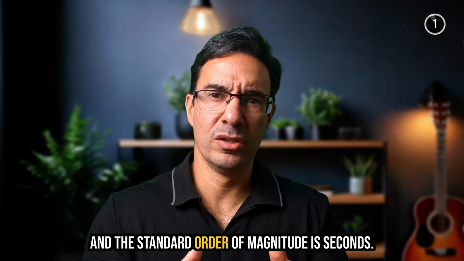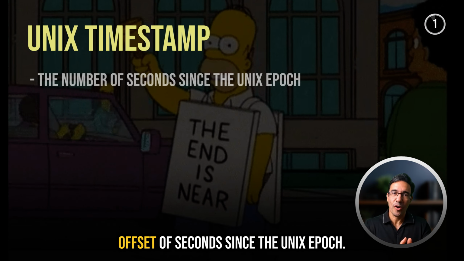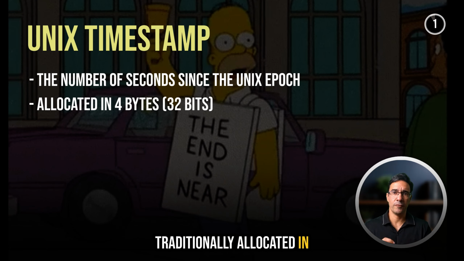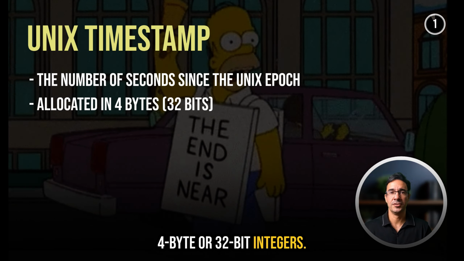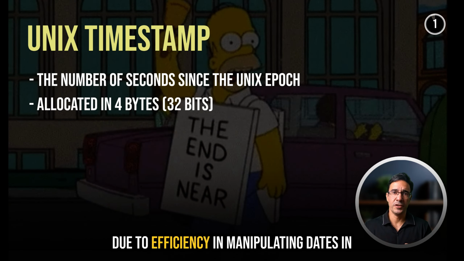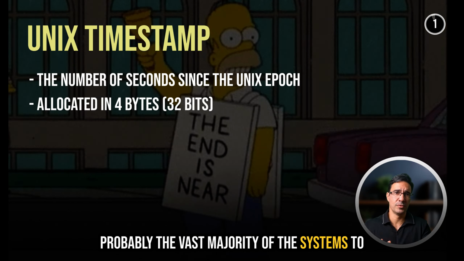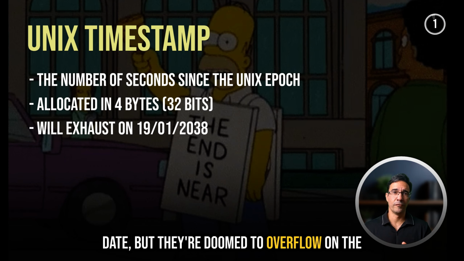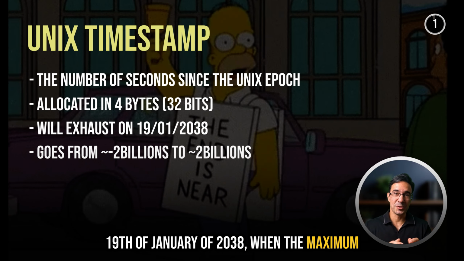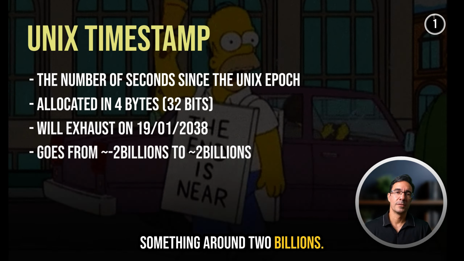In the standard, the order of magnitude is seconds. The famous Unix timestamp is the offset of seconds since the Unix epoch, traditionally allocated in 4-byte or 32-bit integers. Unix epoch-based systems became popular due to efficiency in manipulating dates in probably the vast majority of the systems today, but they are doomed to overflow on the 19th of January of 2038, when the maximum 32-bit integer number will be reached, something around 2 billion.